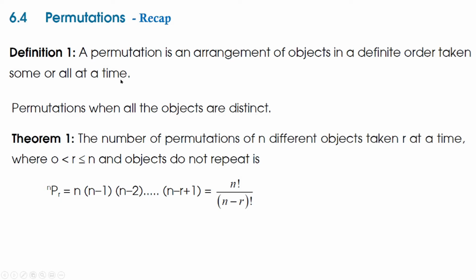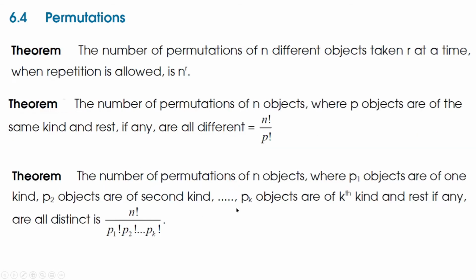Now let us have a recap of what permutation is. A permutation is an arrangement of objects in a definite order taken some or all at a time. When the objects are distinct, then the number of permutations of n different objects taken r at a time, where the objects do not repeat and r is between 0 and n, is given by nPr, and the formula is n factorial by n minus r factorial.